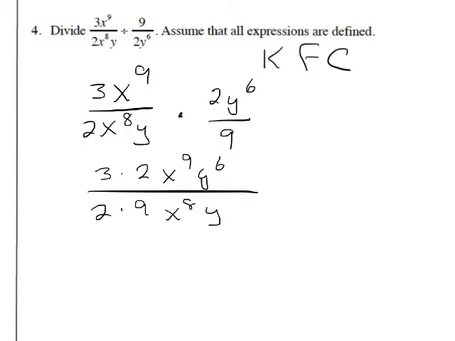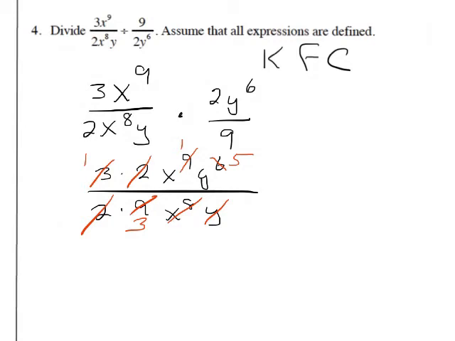So now let's see. This 2 divides out with that 2. This 3 goes into there once, goes into here 3 times. x to the 9 divides out with all but one of those. This y divides out with that y to the 6th, leaving me 5 of those. Now, from here, let's see.